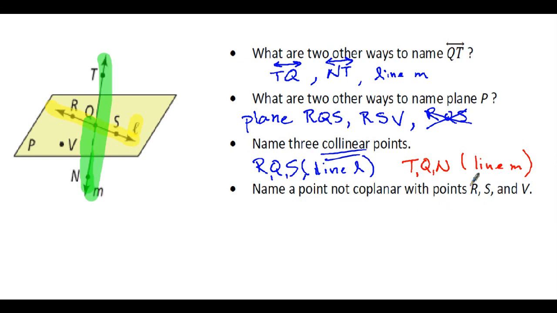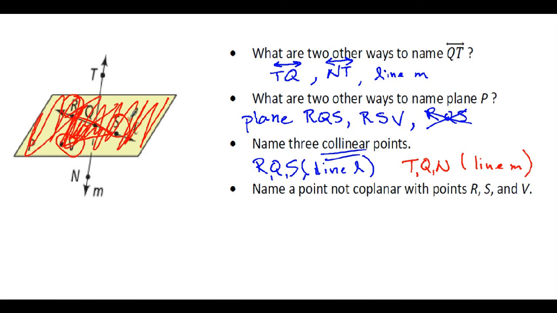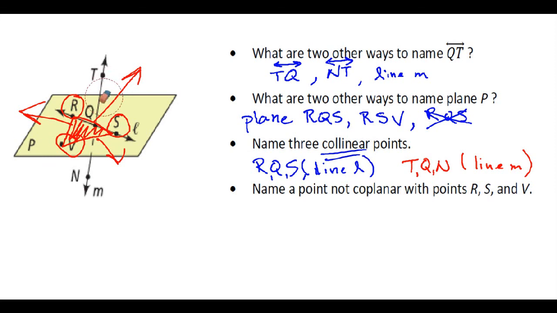All right, name a point not collinear with points R, S, and V. So let's go ahead and find those points. Here's R, S, and V, and we need to find points that are not coplanar to these particular 3 points. Well, these 3 points make this plane, which happens to be the same as this plane right here. Remember, planes go on forever. So if this plane goes on this way forever, this goes on forever. This plane is the same as the plane you're seeing here.